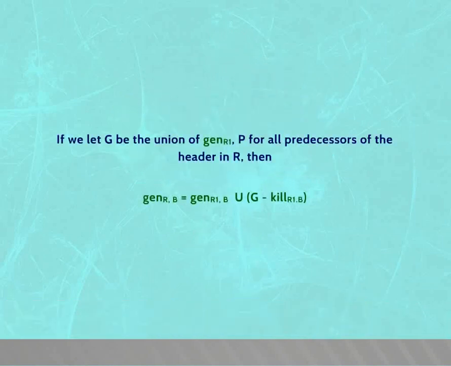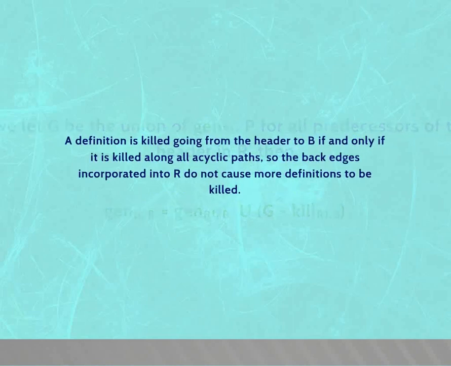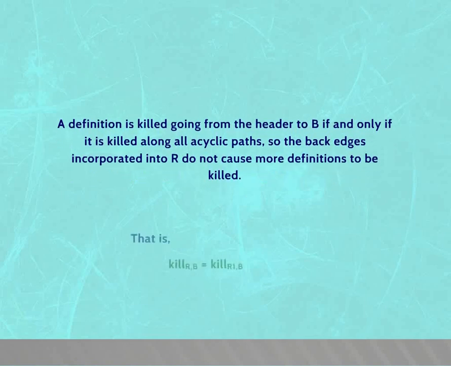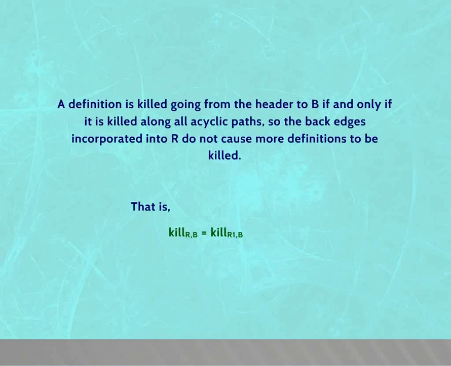If we let G be the union of gen R1, P for all predecessors P of the header in R, then gen R, B equals gen R1, B union G minus kill R1, B. A definition is killed going from the header to B if and only if it is killed along all acyclic paths, so the back edges incorporated into R do not cause more definitions to be killed. That is, kill R, B equals kill R1, B.